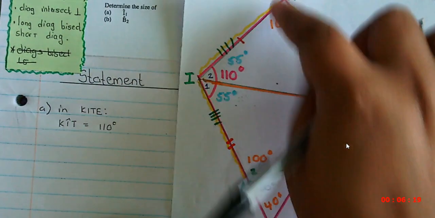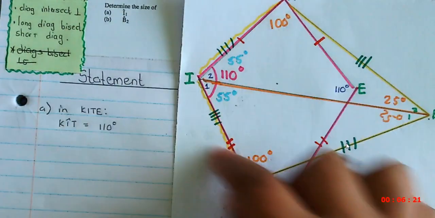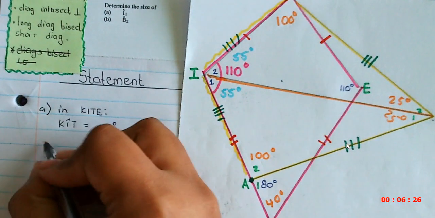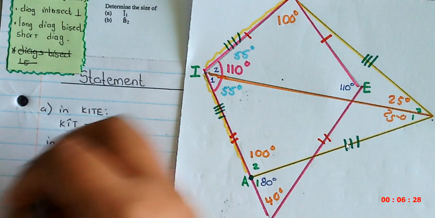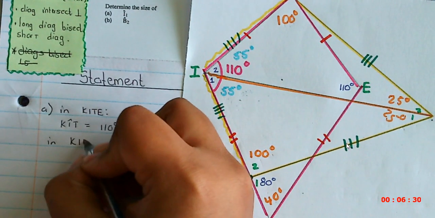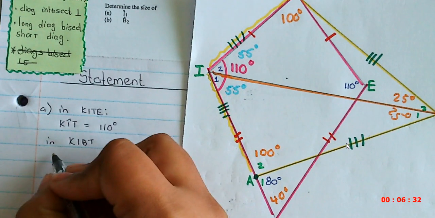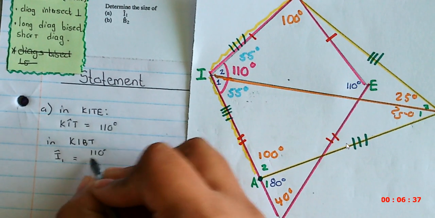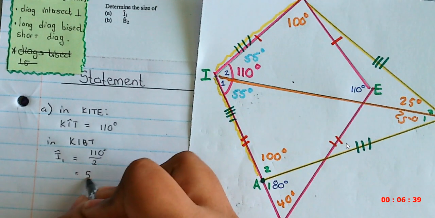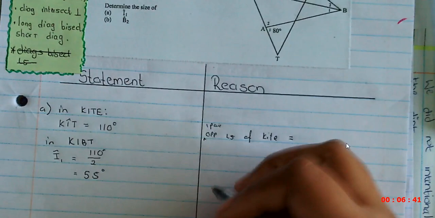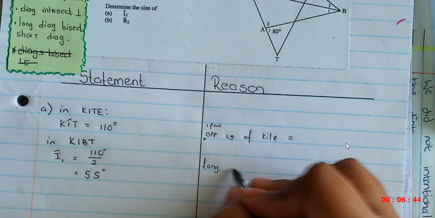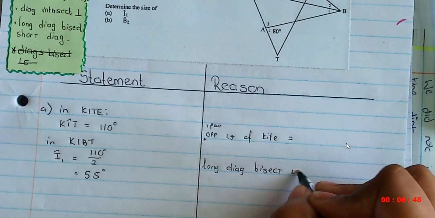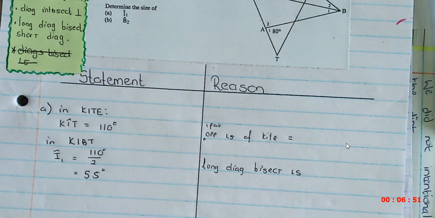So now we can say, because that 55 came from the yellow kite, the yellow kite was bisected. So therefore, in the other kite, KIBT, angle I1, which is what they ask for, is 110 divided by 2, which is 55 degrees. Why? The long diagonal bisects the angles.